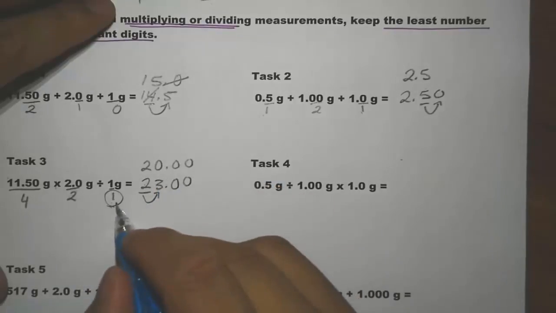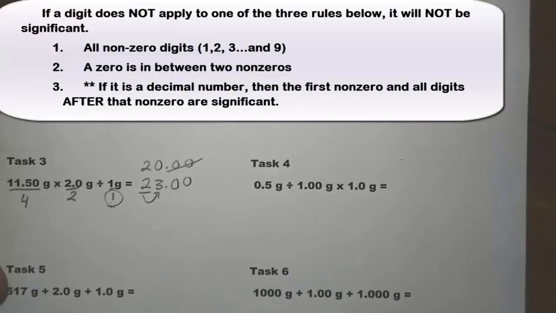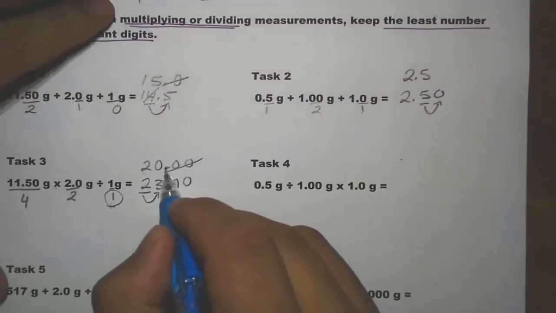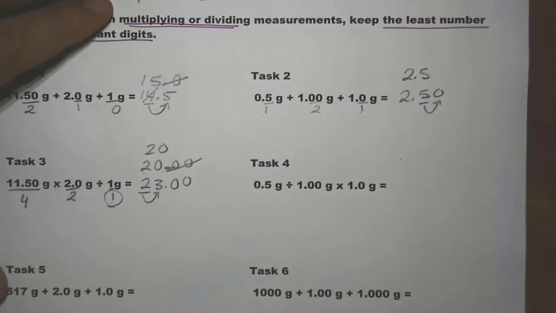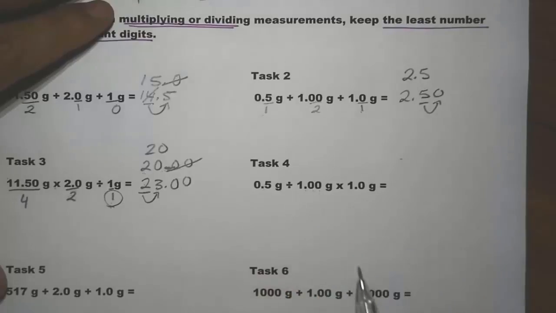The question is, do I keep this 20? No, because it doesn't add any value. Now, do I keep the decimal? No, because that would make it 2 sig figs. So that decimal is gone as well. So our answer is just 20 right there. Let's try another problem. I have 0.5 gram divided by 1.00 gram times 1.0 gram.